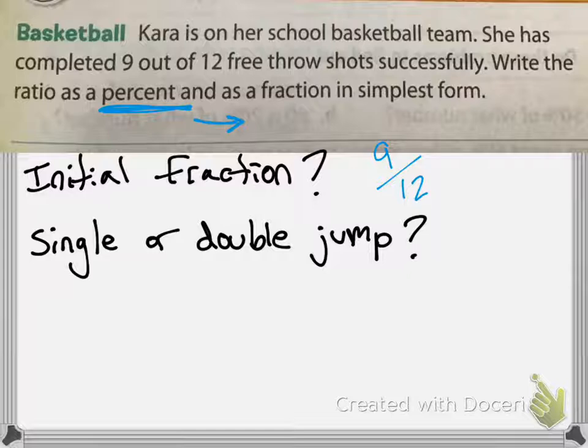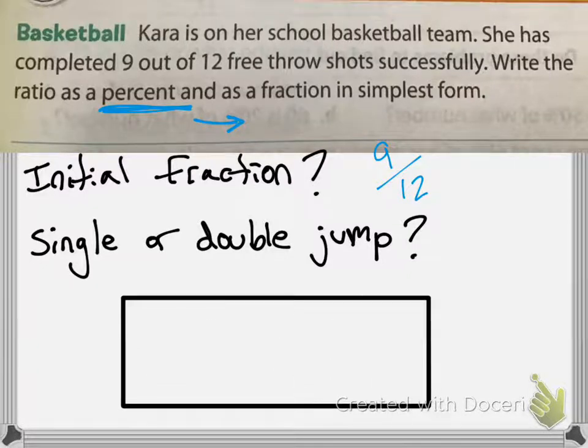So I'm going to create my little ratio table here. I'm splitting it in half already because I know that no matter what, it's going to be split this way. Is this going to be a single jump or a double jump? That's what I need to figure out. What do we think about this? What do you think, Ella? I think it's going to be a double jump. Why?